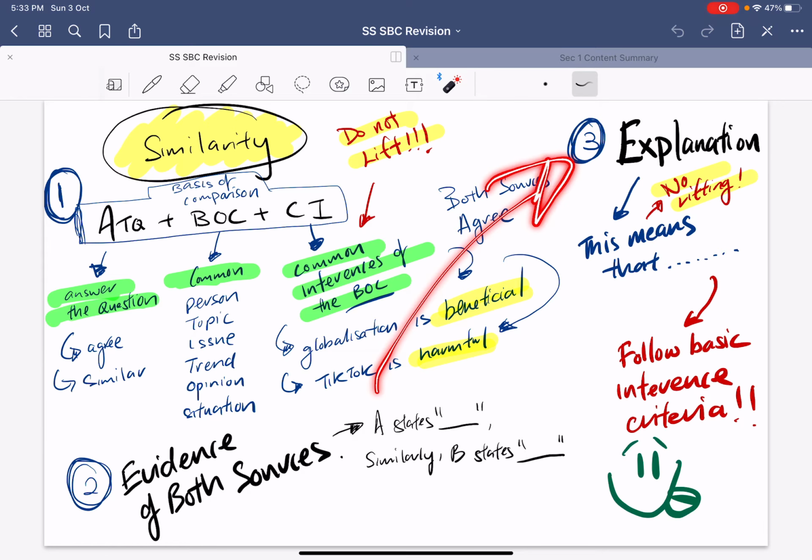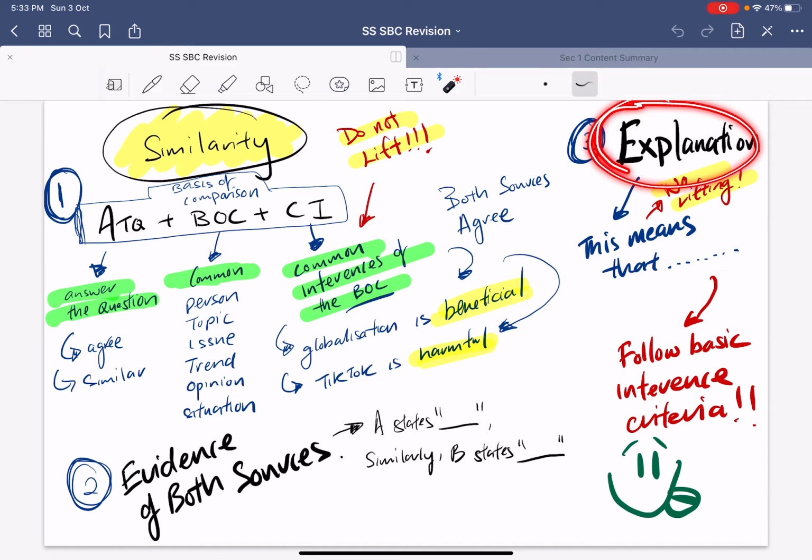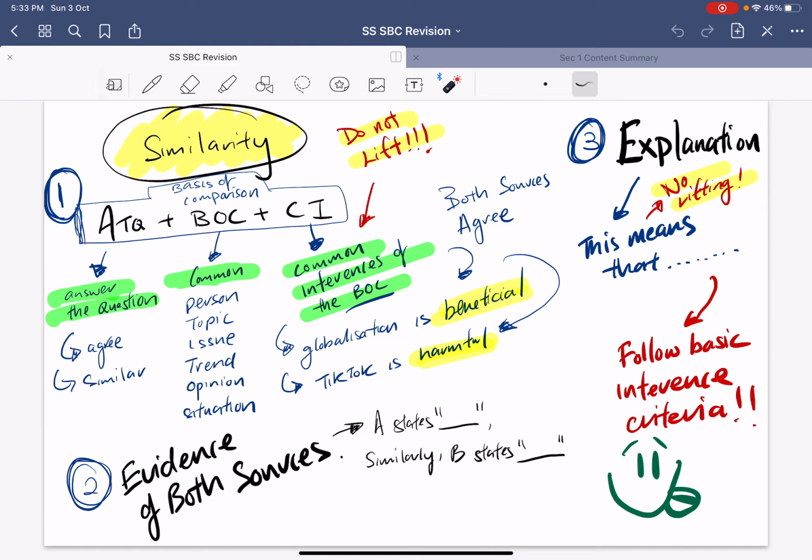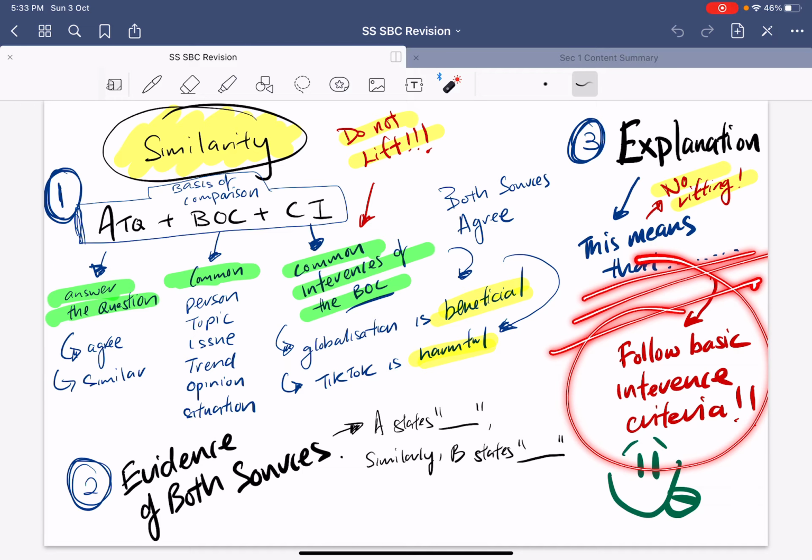Then you move on to your explanation. For your explanation, again, follow the same criteria as your basic inference. Everything needs to be clear, extended, and in your own words. In this case, it's up to you. You can either explain them individually, A and B, or you can explain them together. After you finish your evidence, you move on to this means that. Again, no lifting. Then you write your extension of your evidence, just like how you would write your basic inferences. So follow the basic criteria from your inferences.